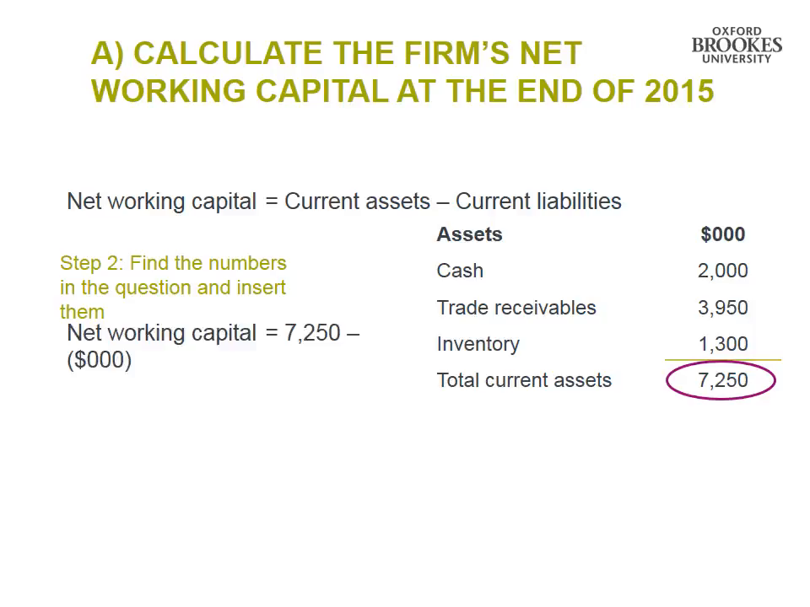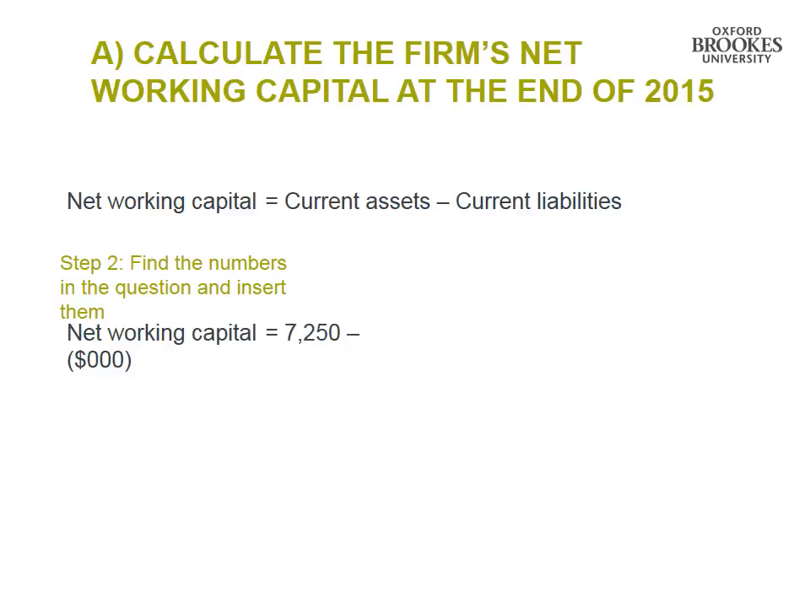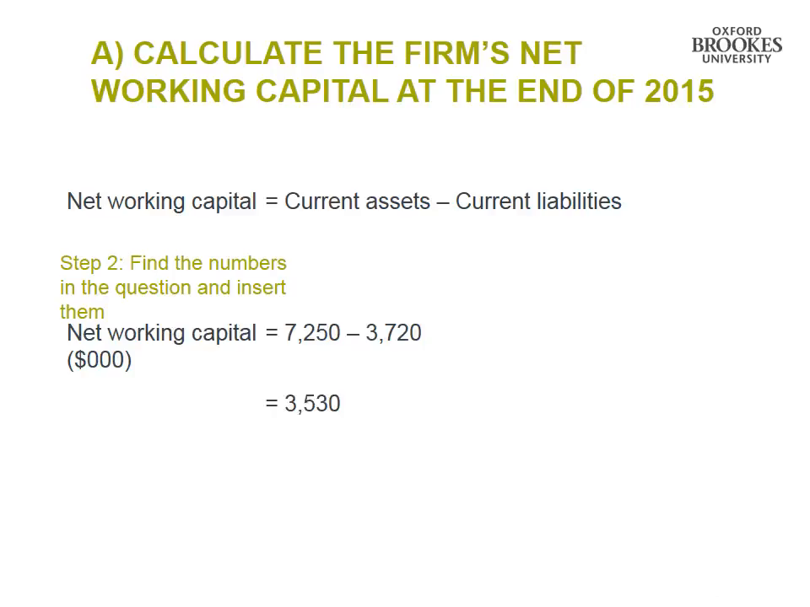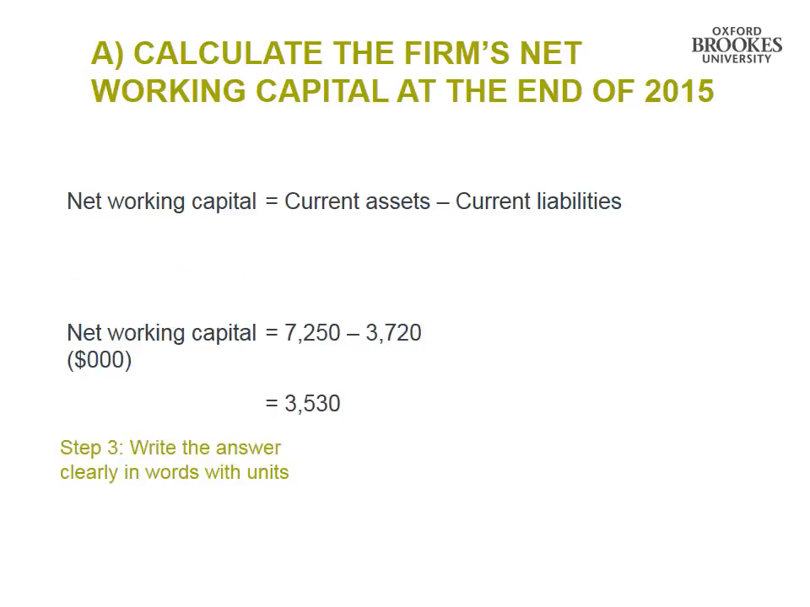Net working capital equals 72550 minus what? Minus the current liabilities. So again, where do I find those? Same place, the balance sheet. So there's an extract from the balance sheet again. Current liabilities down the bottom there, 3720. Pop them into my answer and do the calculation, and there we are. Have I finished? Not quite.